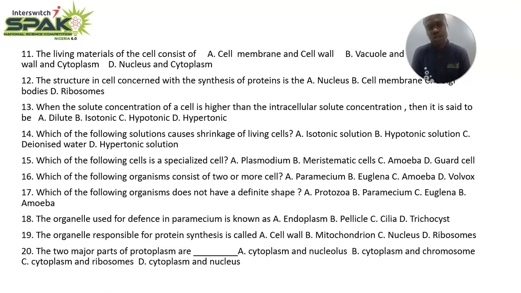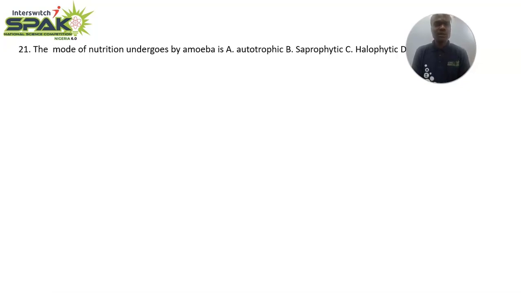You can listen to the teaching again. That was mentioned there. Now, the next question says, the mode of nutrition undergone by amoeba is A, autotrophic. B, saprophytic. C, allophytic. D, holozoic. Amoeba don't have chloroplast, so they cannot manufacture their own food. They depend on already made food from their environment. So they carry out holozoic nutrition.